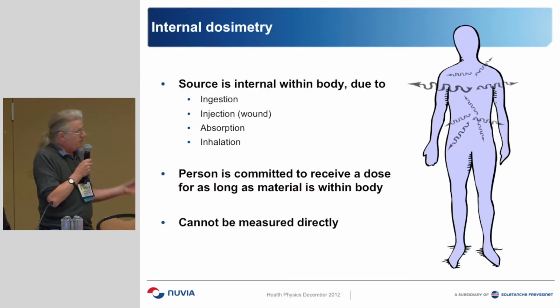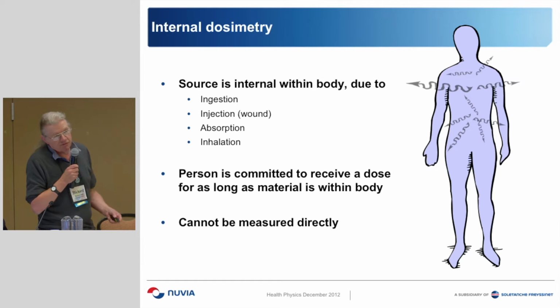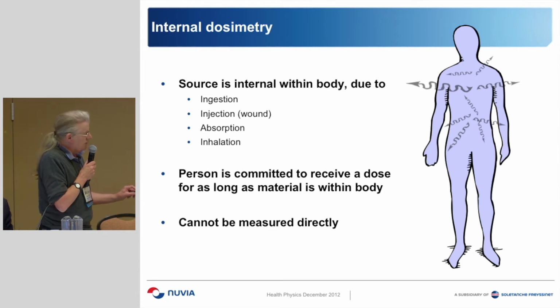Internal dosimetry is due to internal contamination that's been taken into the body by either ingestion, injection, absorption across the intact skin, or inhalation. Generally speaking, inhalation is by far the most important route of intake for occupational cases, and I think that's certainly true with the MIAC cohort. Unlike external dosimetry, once you've got active material in the body, then you go on receiving dose for a long time after you get removed from the exposure to activity. And also, it cannot be measured directly. You have to use indirect methods in order to get some idea of the internal dose.